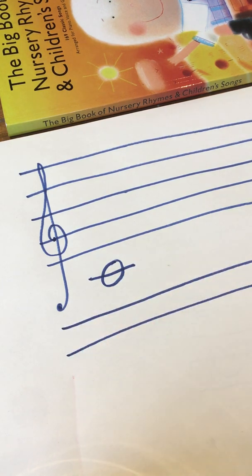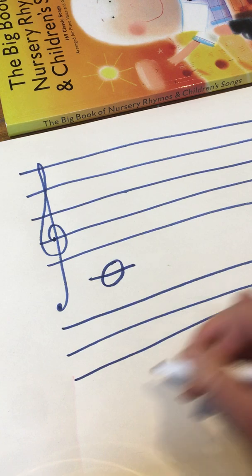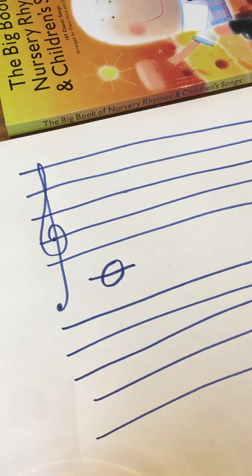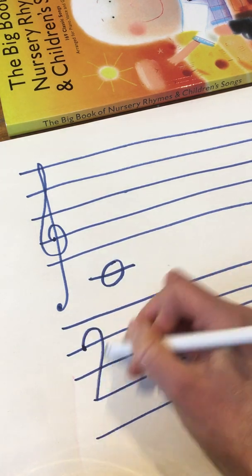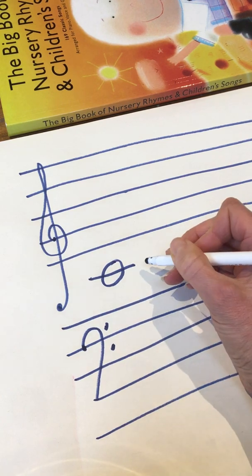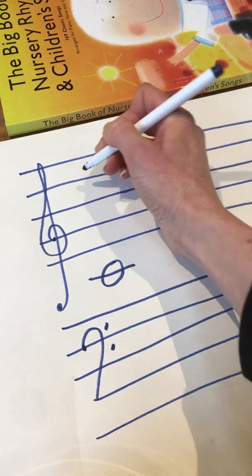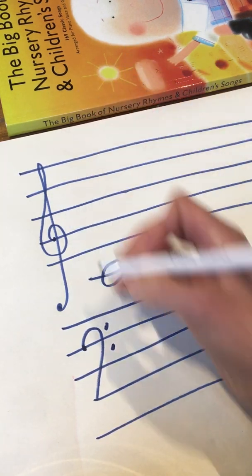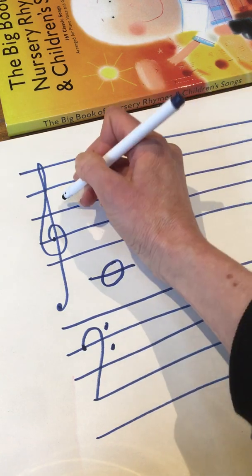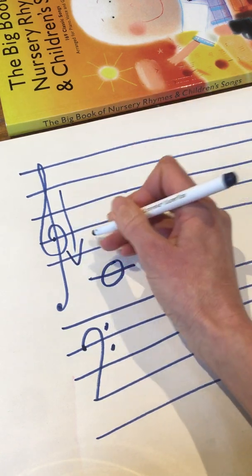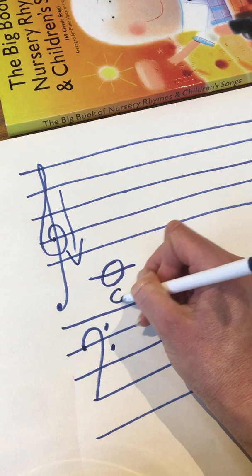So I'm now going to do my 5 lines for my bass clef. 3, 4, 5, with a bass clef sign here. So the ledger lines are used either below the stave, either the top stave or the bottom stave, and that's to generally indicate we're going down the piano. So this is middle C.